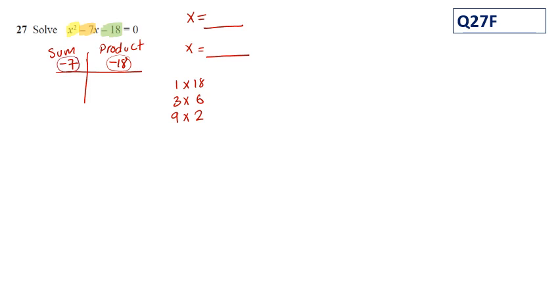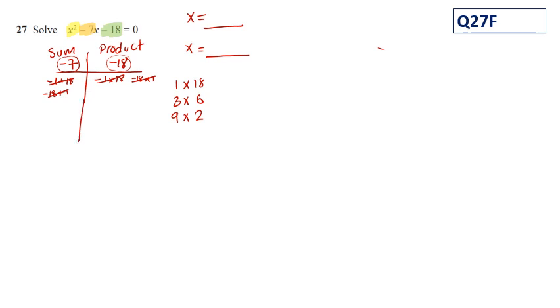So I can start by using a process of trial and error. So I can say minus 1 times 18 gives me minus 18. However, minus 1 plus 18 doesn't work because it doesn't give me minus 7. So that's not going to work. I can try another combination of the same factor pair. I can say minus 18 times 1 also gives me minus 18, and minus 18 plus 1 doesn't work because it doesn't give me minus 7, so I can't use that.